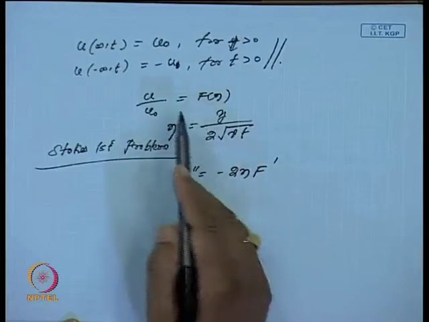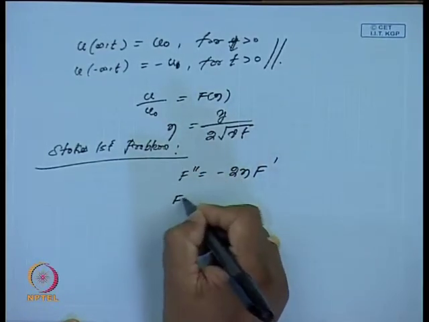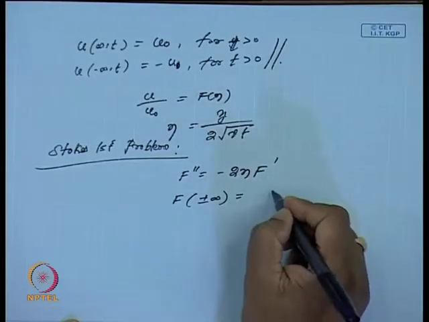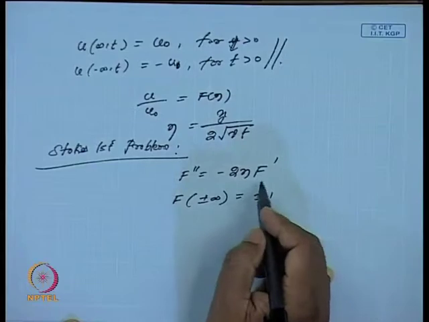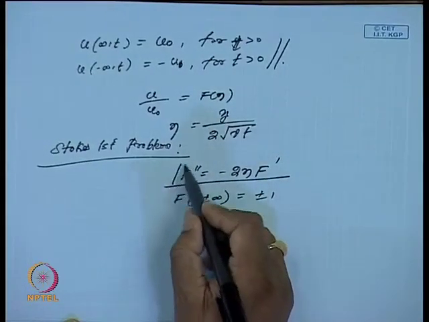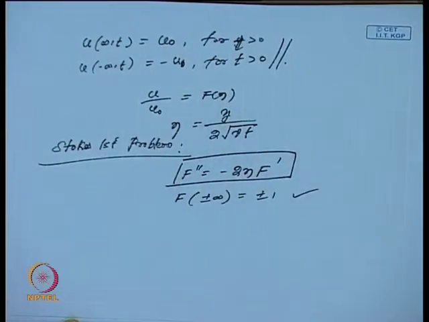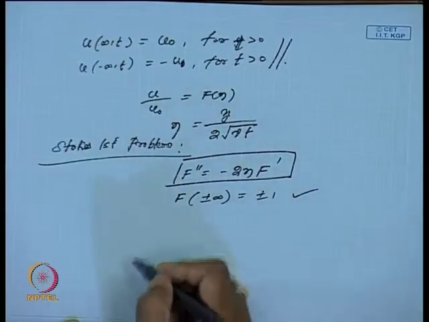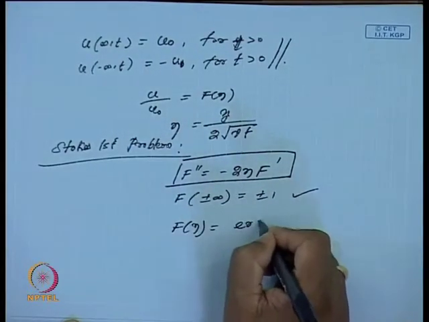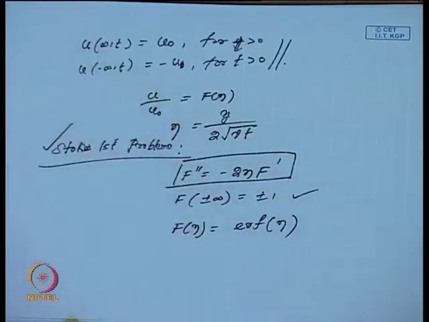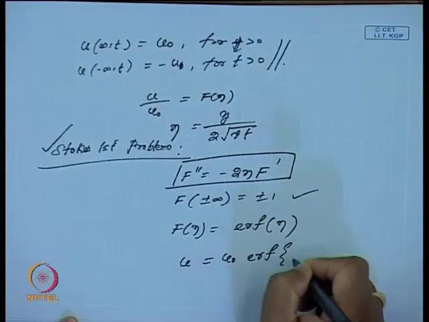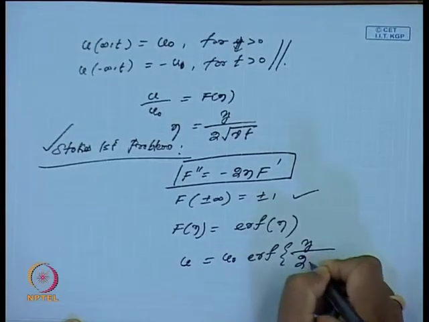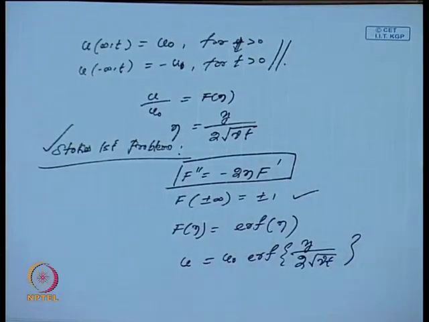And here the conditions at infinity: we can see that f at plus minus infinity will give me plus minus 1, and this gives the boundary condition. So I am looking for the solution of this equation subject to this boundary condition, which will give me f of eta. I am following the notation of Stokes first problem, where one single plate makes transient motion, and u is equal to u naught f, where eta is y by 2 root over nu t.